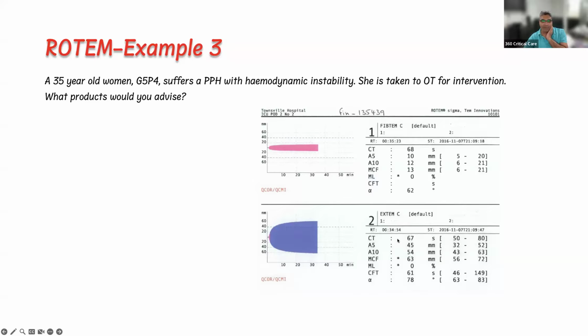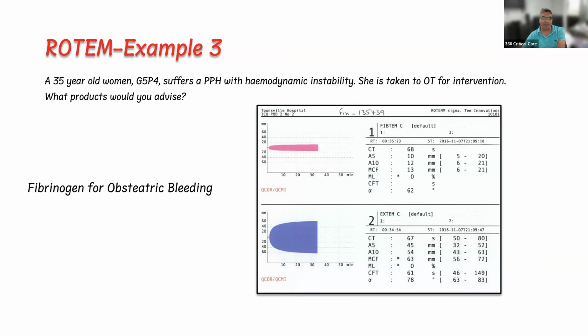In EXTEM, the A5 is pretty robust. Can you see 45? So 10 goes to 45. So good platelet function. But the problem is with fibrinogen. So what will you do again? Transfuse fibrinogen for obstetric bleeding.